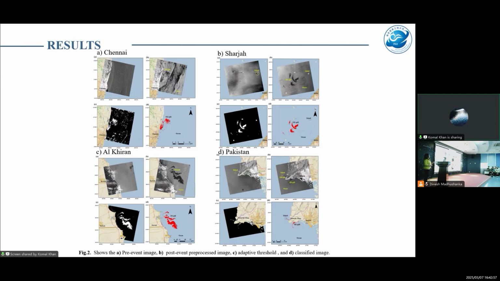Why? Because this oil spill actually happened because of the collision of two oil tankers. How? Because of the bad weather. At the time of the spill, wind speed was very high and there was rain as well. So because of those rain cells and high wind speed, so many lookalikes were generated in the image.